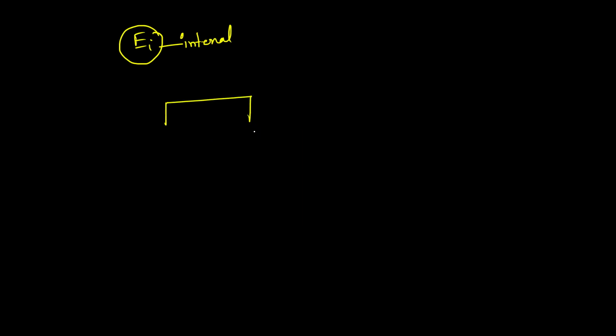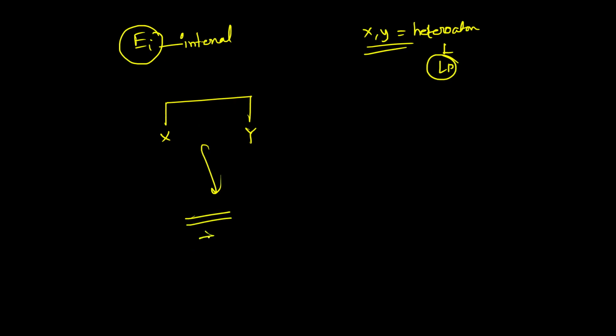But here the leaving group is kind of different. For example, I have one atom Y and one atom X here. X and Y are heteroatoms. Heteroatom means atoms apart from carbon and hydrogen. Suppose X and Y have lone pairs. What happens? When this compound reacts, the final product is C=C plus XY. This is our final product. So this is basically the Ei reaction.